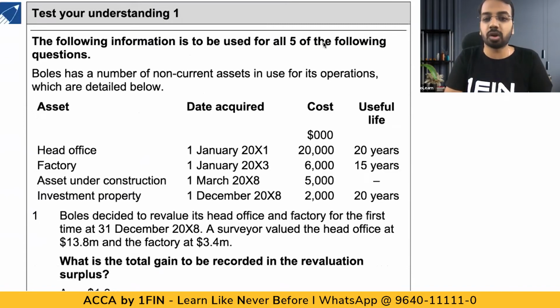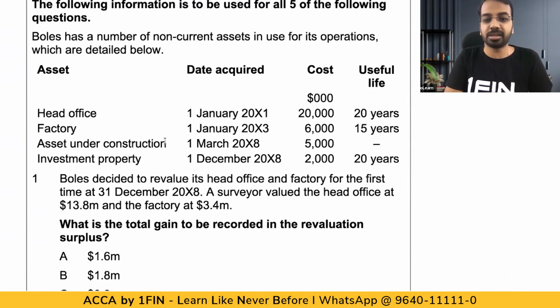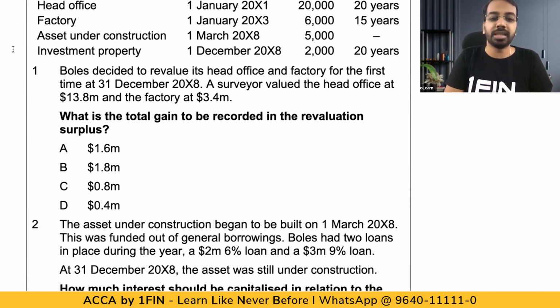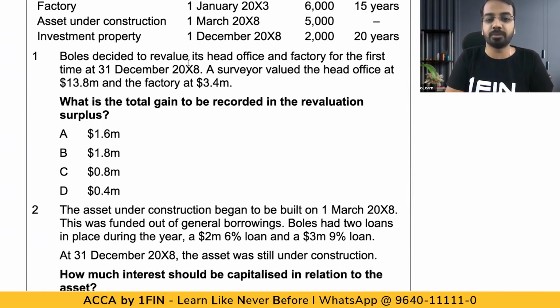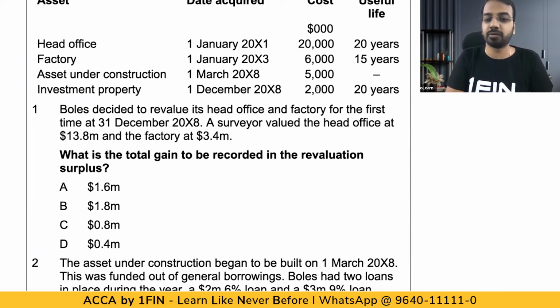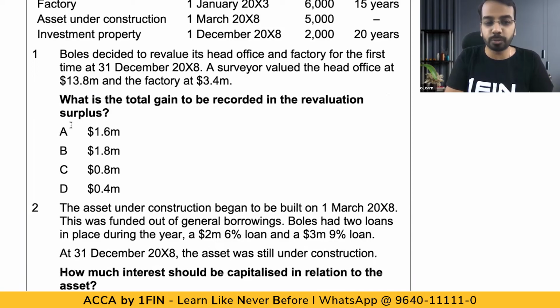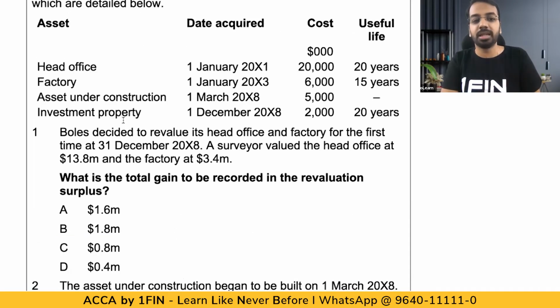The company has some non-current assets. The asset is given, the date acquired, all of this has been given. Then some more information is given related to the useful life and all of that. Then they have given this question: they have decided to revalue its head office. Then what should be done? A, B, C, D. So this is a case scenario.